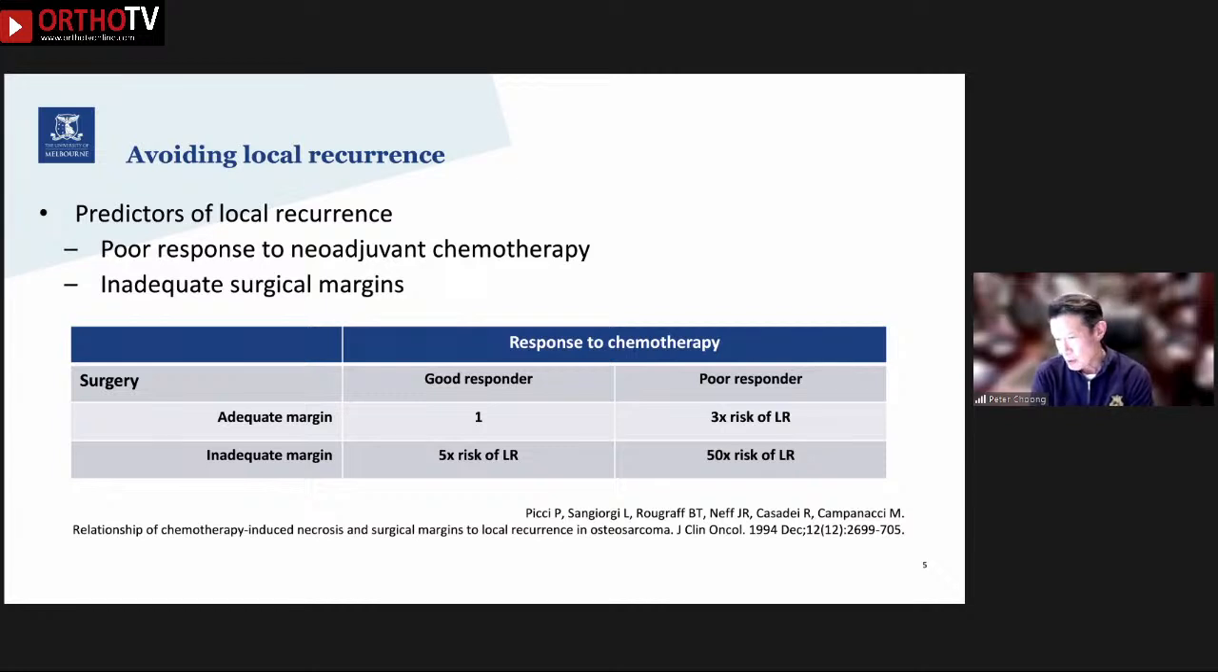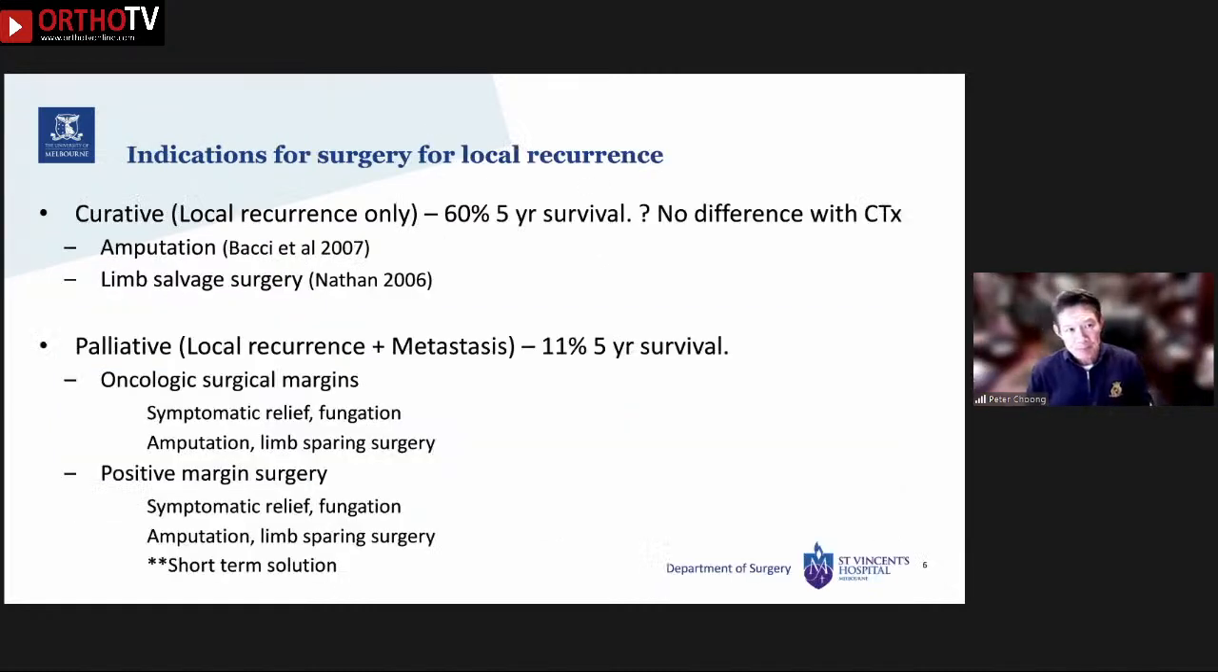If, on the other hand, you were a good responder and you had bad surgical margins, you had 5 times the risk of local recurrence. And if you were both a poor responder and the surgery was bad, you had a 50 times risk of local recurrence. So that said a lot about how you could predict to the patient perhaps what you should do, amputation or limb salvage. And also prognostically, it tells you what we're up against, whether we should choose more aggressive margins, that is closer to the patient's tumor, or more conservative margins where it's much wider.